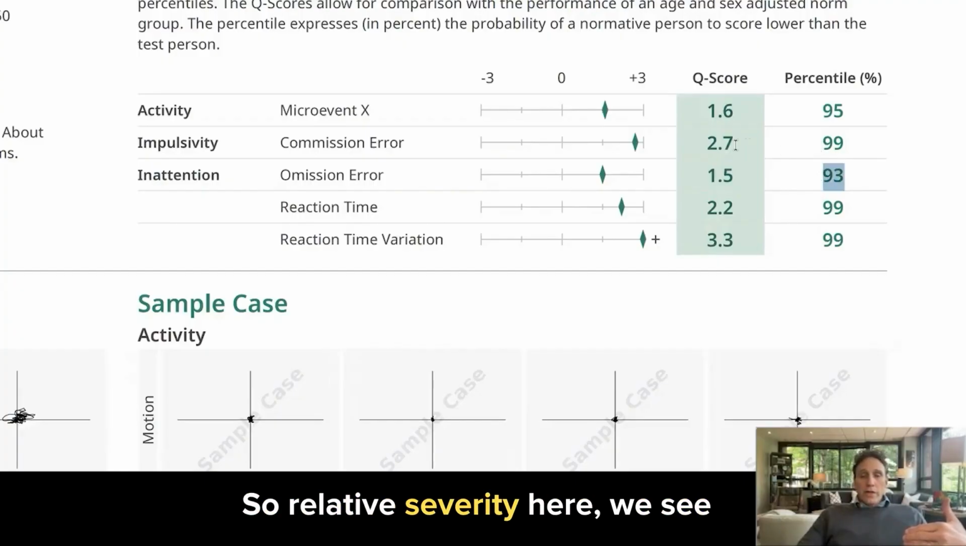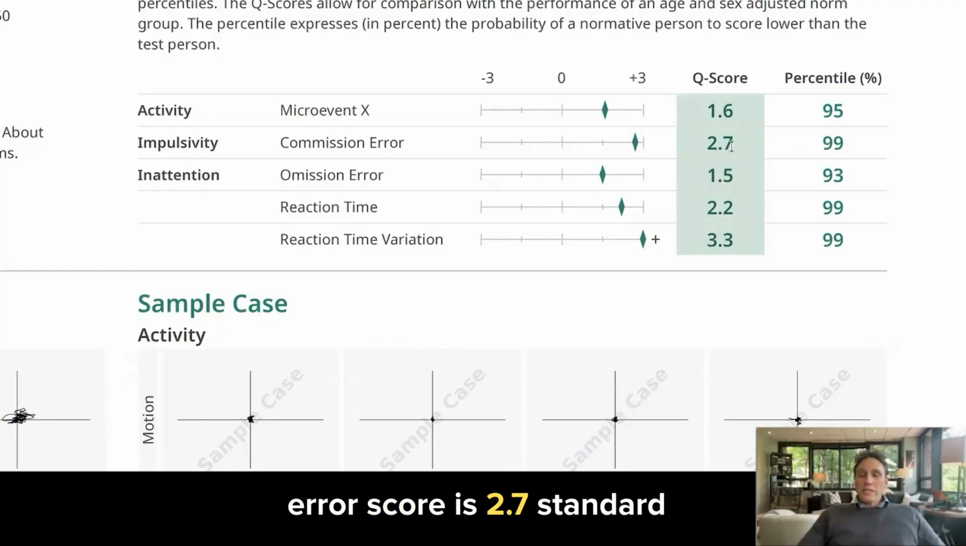So relative severity here, we see that in this case, the commission error score is 2.7 standard deviations. The omission error score is 1.5. There's only a 6 percentile rank difference, but a full 1.2 standard deviations from the mean difference. So relatively speaking, the impulsivity is really driving the boat here. So these are the symptoms that are probably most profound. And in fact, a lot of times this impulsivity can cause inattentiveness.